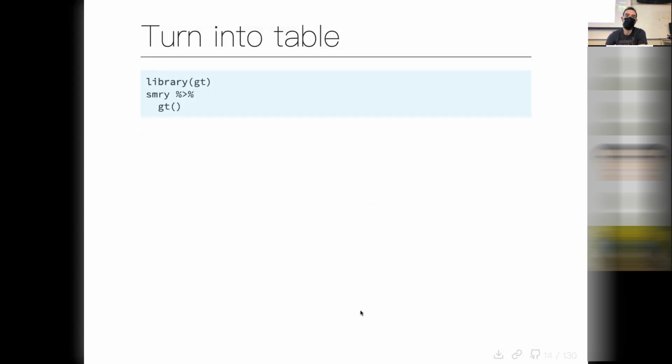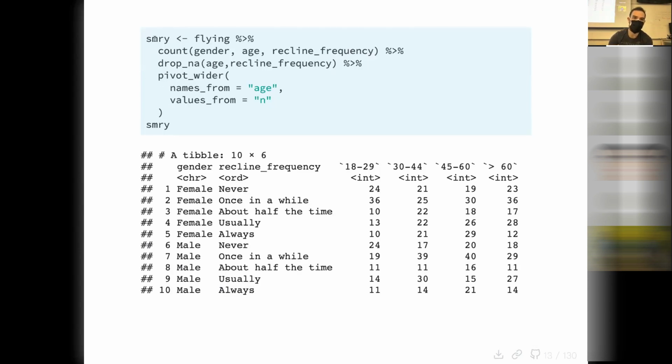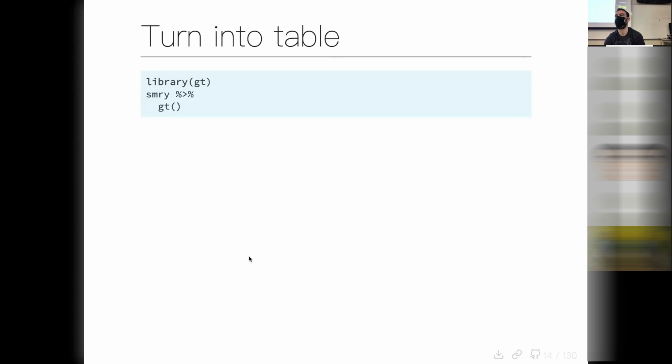From there, all you have to do is load the GT library and then take your object. I called mine SMRY for summary, right? And then just pipe that to GT. So go ahead and try that.